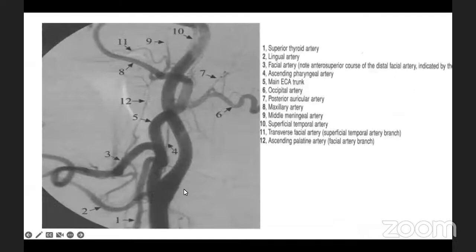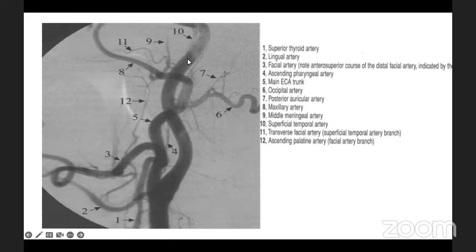So in the DSA projection, we can see the superior thyroid artery going down, then the lingual artery and the facial artery as anterior divisions, then the ascending pharyngeal artery going up, and then the occipital artery and the posterior auricular artery. And the bifurcation is seen.